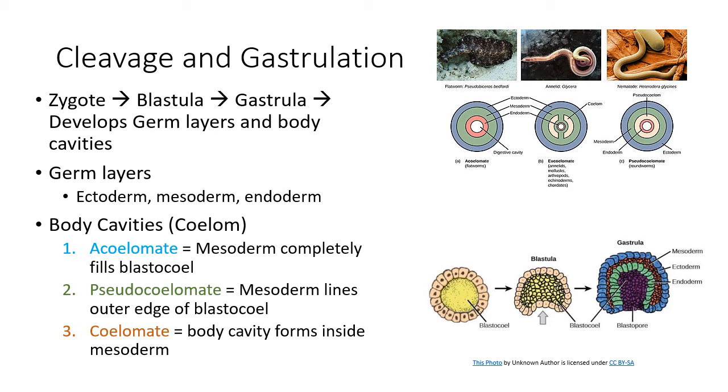And you have a pseudocoelomate, where the mesoderm lines the outer edge of the blastocele. So you can see that there. The mesoderm in green is the outer part, and then the endoderm in red is the inner part, and then the pseudocoelom then is that blastocele. And the coelomate, which has the body cavity form inside the mesoderm. So you see the green mesoderm is completely lining the whole body cavity.